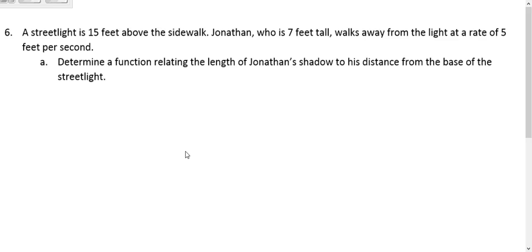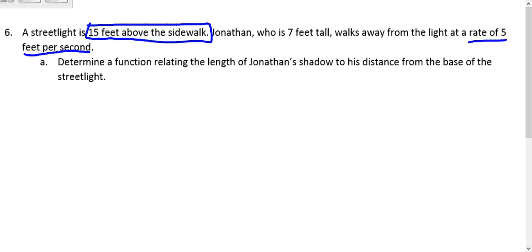Okay, let's look at the last one if you've been watching these in order. There's two parts to this one, part A and part B. Overall, what it says is a street light is 15 feet above the sidewalk. So that's given us a measurement. Jonathan, who is 7 feet tall, very tall, walks away from the light at a rate of 5 feet per second.